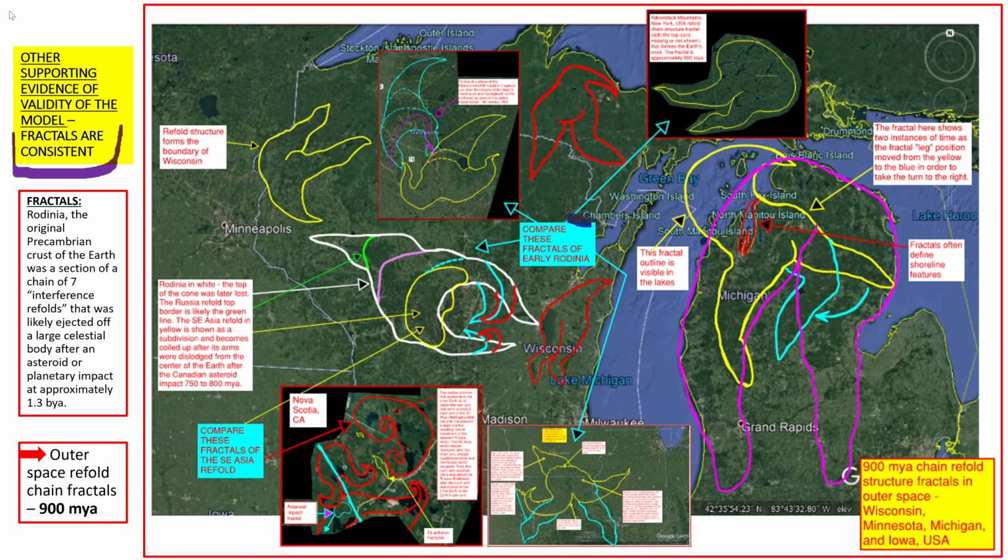But based on this text box in blue, I said compare these fractals of early Rodinia. You see that they all have two arms, and the cone section kind of looks human-like in the rear end area sometimes. So sometimes they're subdivided on the top cone section. I drew dashed lines in or solid lines, and I just pointed them out.